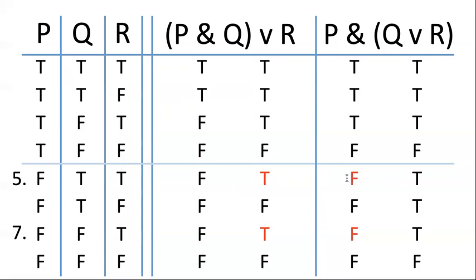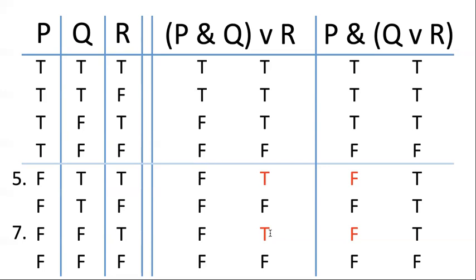On row 5, their values are different. On row 7, their values are different. So the answer, which row proves they're not equivalent, you could have said 5 or you could have said 7, or you can say 5 and 7. All you need is a single counterexample, a row on which their values are not identical, and that alone proves, that's enough to prove that they're not equivalent, because equivalence requires that they have the same value on every single row.